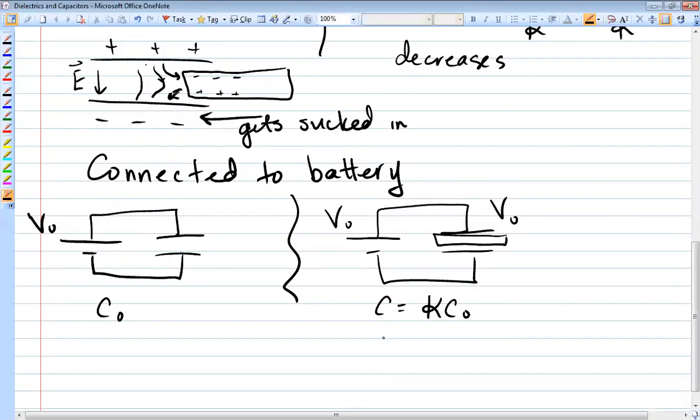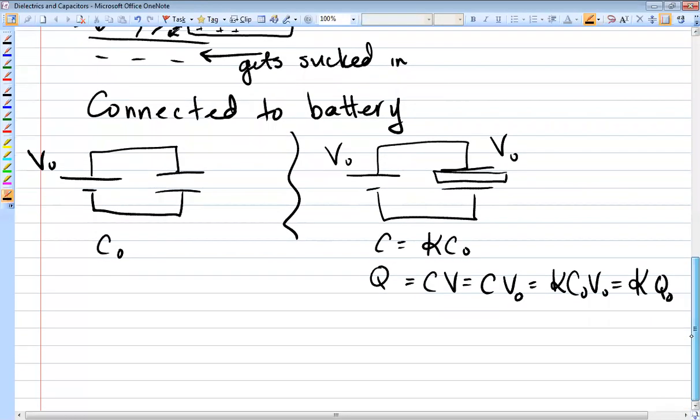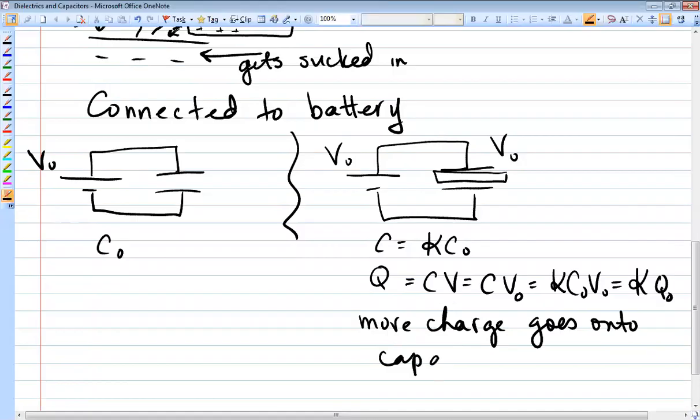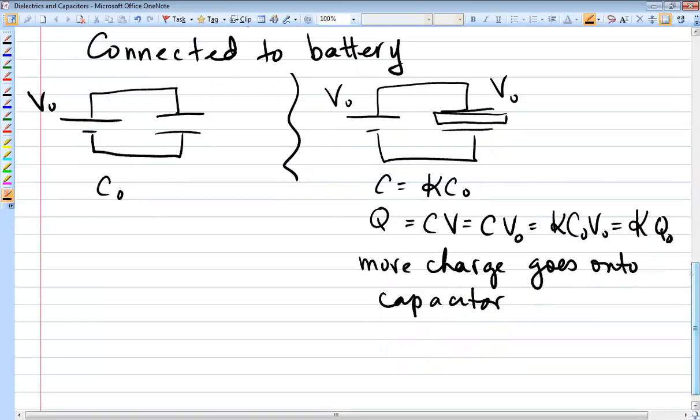But now, because the voltage has stayed the same, the final charge, which is CV, is kappa C0 V0. It's kappa Q0. There's more charge, so this increases. More charge goes onto the capacitor, and that charge comes from the battery. This would be a situation where you take charge off the battery and put it onto the capacitor.